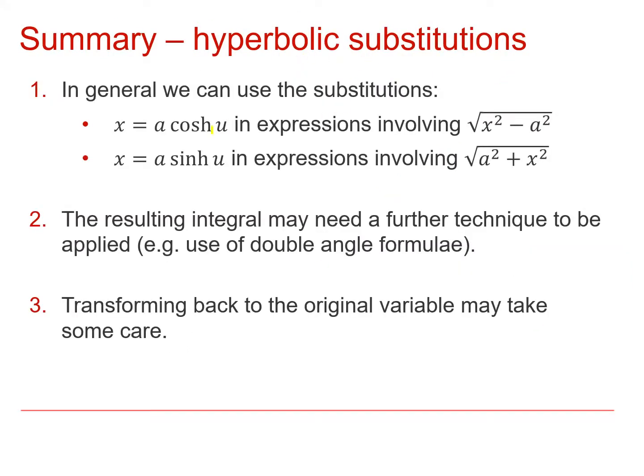So the summary then for hyperbolic substitutions, we'd use something of the form a cosh u if we've got something involving the square root of x squared minus a squared, and something like a sinh u in expressions involving the square root of a squared plus x squared.